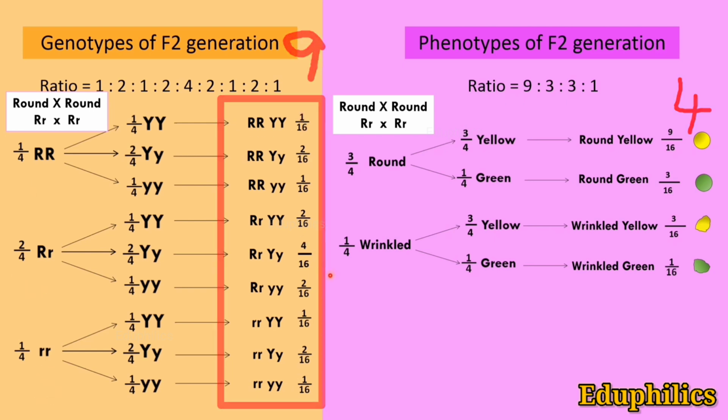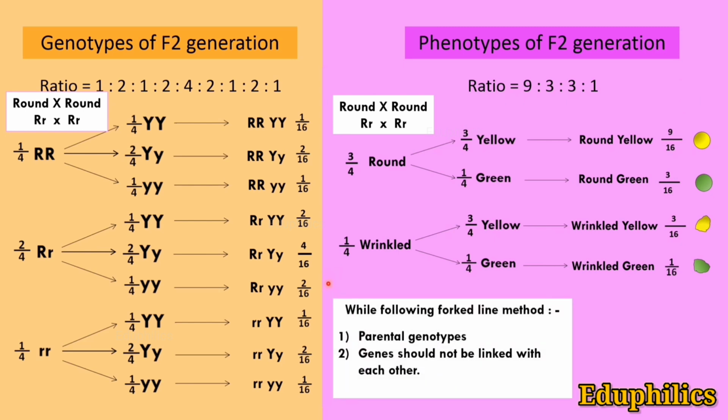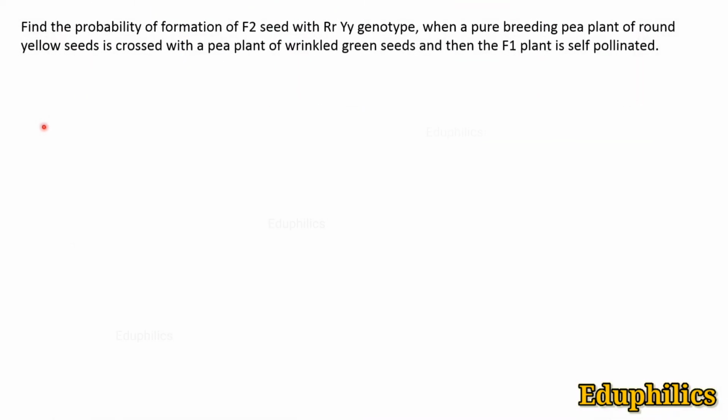So for any cross, if you want to follow the fork-line method, you should be carefully observing their parental genotypes and you should know for sure that the 2 genes which you are studying are not linked with each other. Now that you know the phenotypic and genotypic ratios, let's work out some problems. Please read this question once.